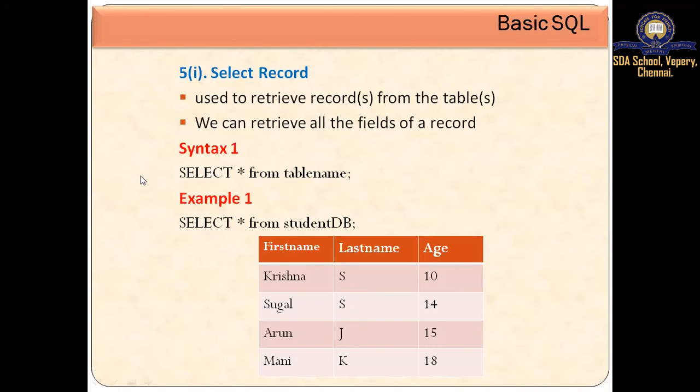Suppose if you use star here, what is the meaning of a star here? Star implies all the columns from the table. So star is called the wildcard character. This wildcard character indicates please retrieve all the columns from the table name the user is specifying.